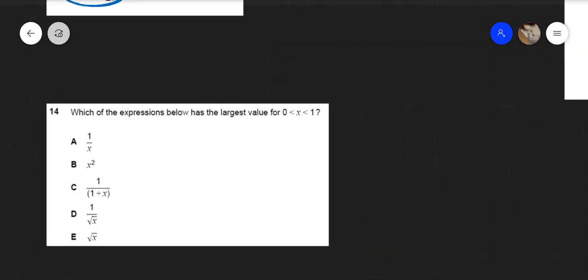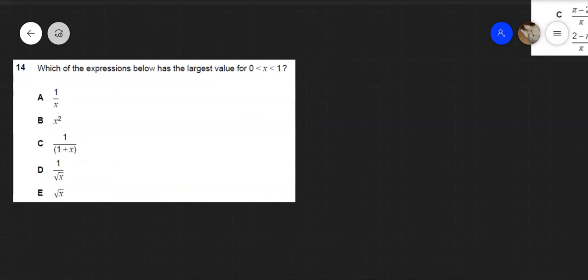Okay then, are we ready for question number 14? Which of the expressions below has the largest value for x greater than 0 and less than 1? I'm going to solve this problem by considering each option in turn.